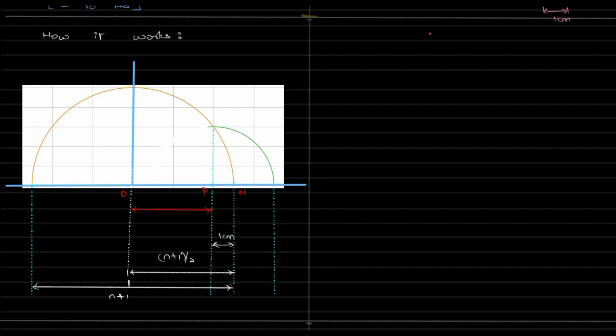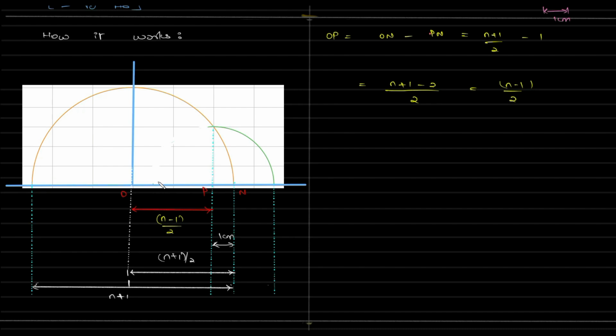I hope you guys have tried. So we have OP, which is equal to ON minus PN. So this is (n plus 1) by 2 minus 1. LCM is 2. So we have (n plus 1 minus 2), the entire thing divided by 2. So (n minus 1) by 2. So this is (n minus 1) by 2.